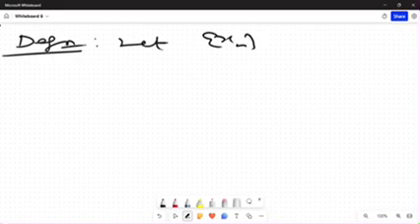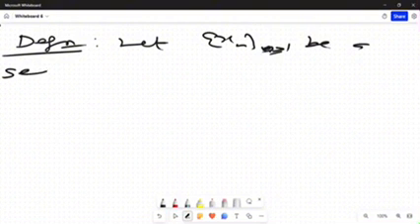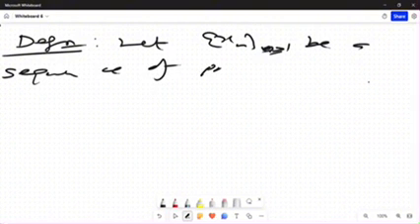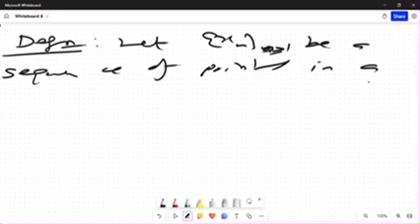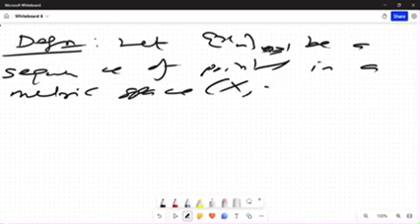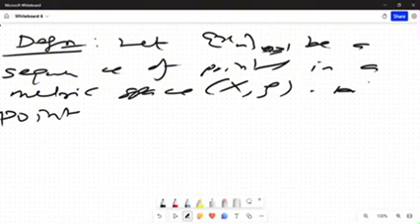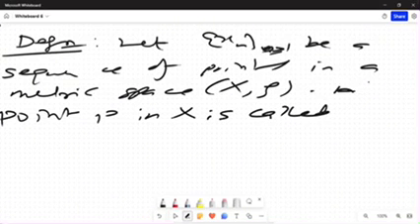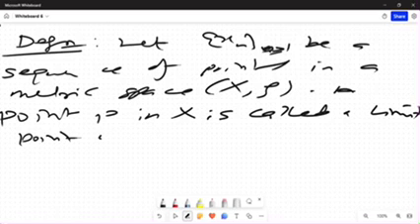Let Xn, n greater than or equal to 1, be a sequence. Let Xn be a sequence of points in a metric space. That's the structure, not in R. This is a sequence in a metric space, X comma rho, or X comma d, the choice is yours. Now, a point, call that point P, in the space X, the metric space, is called a limit point of a sequence.